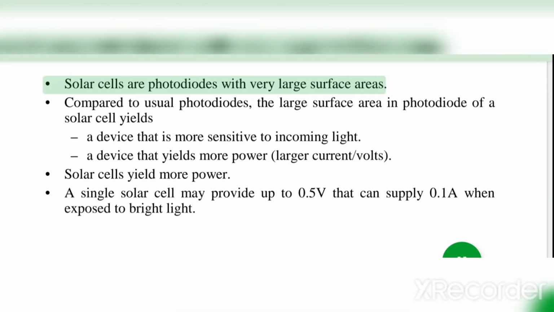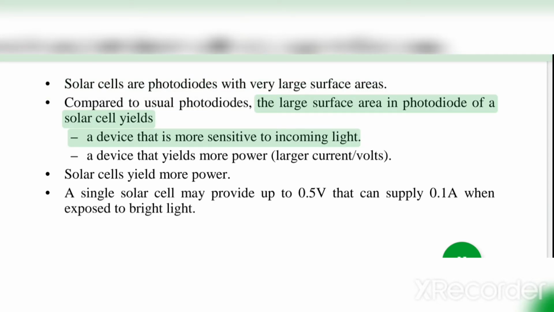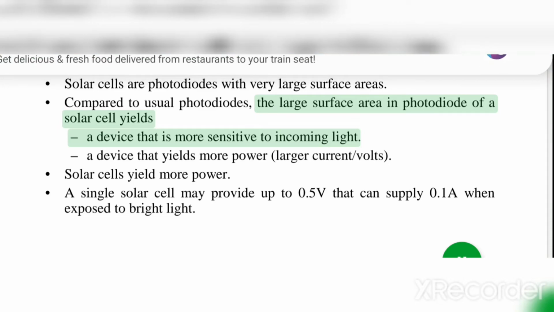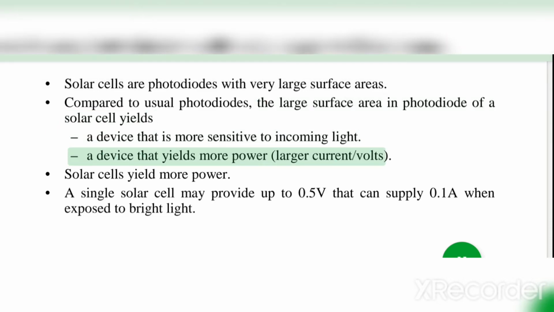Solar cells are photodiodes with very large surface areas. Compared to usual photodiodes, the large surface area of a solar cell yields a device that is more sensitive to incoming light, a device that yields more power, larger current and voltage. A single solar cell may provide up to 0.5 V that can supply 0.1 ampere when exposed to bright light.